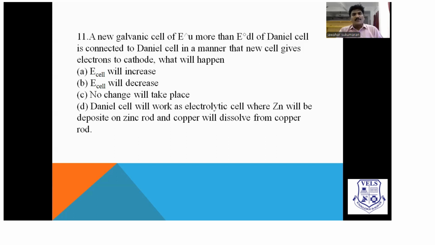A new galvanic cell of E0 more than E0 of Daniel cell is connected to Daniel cell in a manner that the new cell gives electrons to the cathode. What will happen? A. E cell will increase. B. E cell will decrease. C. No change will take place. D. Daniel cell will work as an electrolytic cell with zinc deposited on the zinc rod and copper dissolving from the copper rod. Answer is D.